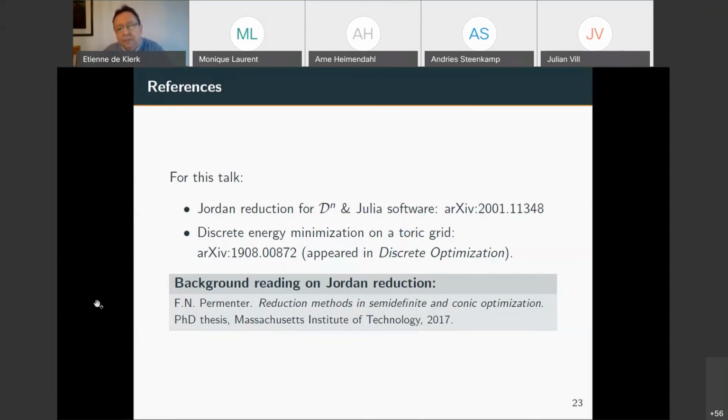And then I could only say very few things about this theory of Jordan reduction, but I hope you get the impression that this is a very significant theory and very interesting, and it's really beautifully presented in the PhD thesis of Frank Permenter. This is also online, so if you're interested, you can read more.